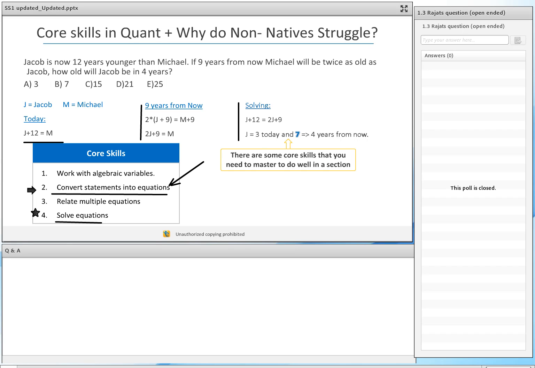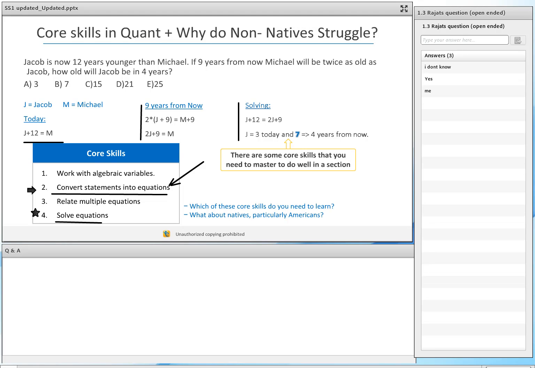Now, how many of you think, okay, I understand that this is something that exists in quant, but what about verbal? Some of you have talked about RC. Do such neatly defined core skills exist in verbal as well? And if so, what are those? How many of you are thinking about that? And can verbal be as logical and as methodical as quant?